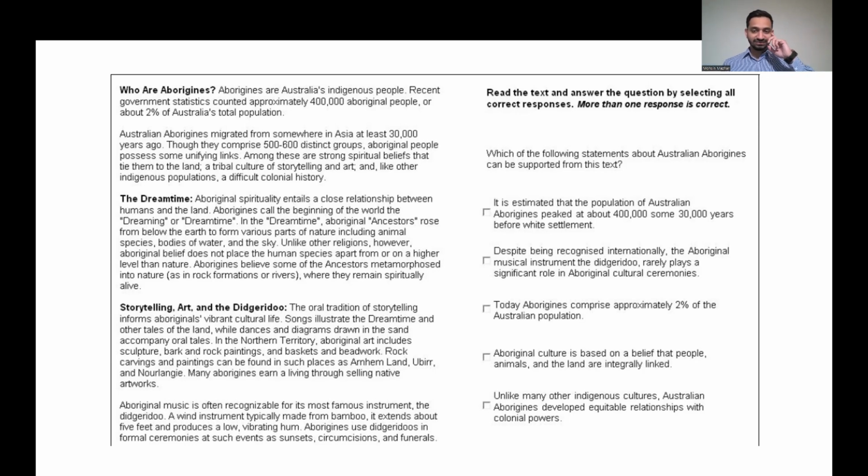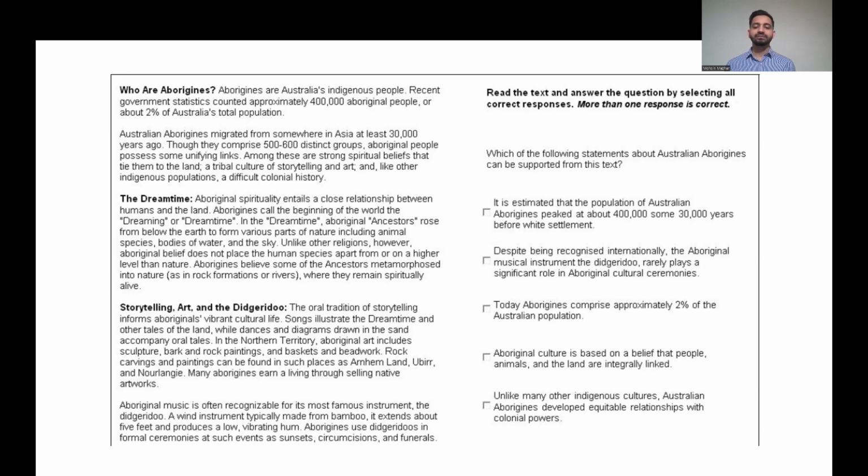Is it recognized internationally, and does it play a significant role, or does it not play a significant role in Aboriginal cultural ceremonies? Statement number 3 is, today Aborigines comprise approximately 2% of the Australian population. So we'll see what their population is now, if it's in the text or not. Statement 4: Aboriginal culture is based on a belief that people, animals, and the land are integrally linked. We're going to look at their cultural beliefs.